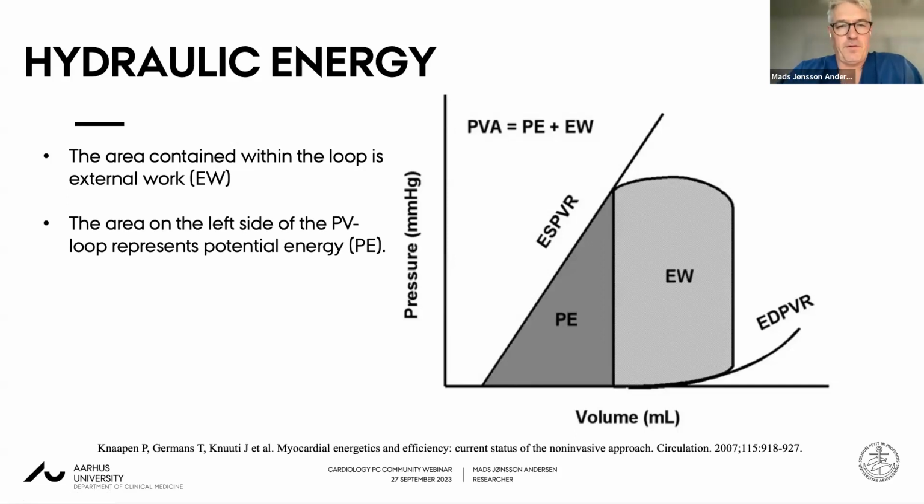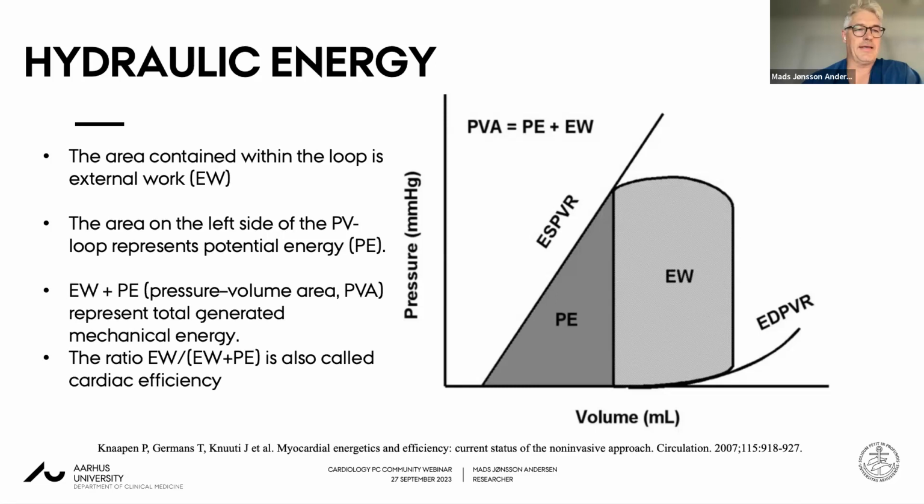The area to the left of the pressure volume loop below the end-systolic pressure volume relationship is called potential energy, and that represents the energy stored in the myocardium during isovolumetric contraction and released during isovolumetric relaxation. Essentially, it is the energy that isn't used for pumping blood, and you can view it as wasted. The combined area of the gray areas, potential energy and external work, is called the pressure volume area, and the ratio between the external work and the combined pressure volume area is called cardiac efficiency.